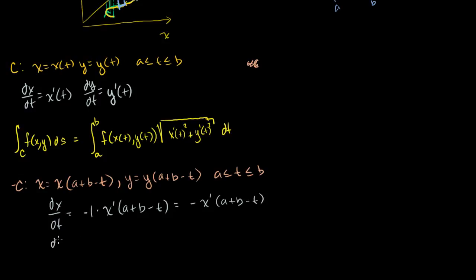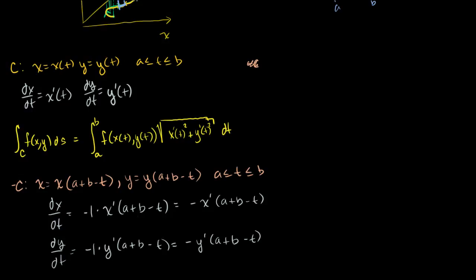dy dt, same logic. Derivative of the inside is minus 1 with respect to t, right? The derivative of minus t is just minus 1, times the derivative of the outside with respect to the inside. So y prime of a plus b minus t, same thing as minus y prime of a plus b minus t.